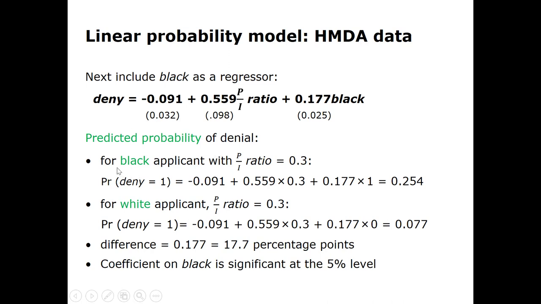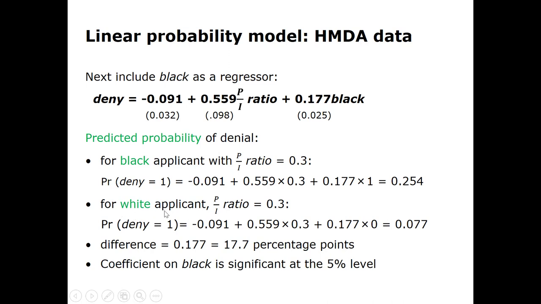So let's estimate the predicted probability for a black applicant with a PI ratio of 0.3. The probability of denial given the x values that we've looked at earlier is beta 0 plus the coefficient times 0.3 plus the coefficient for the black applicant. So 25%, wow, that's huge, 25%. If they have a low score, but if they are black, that is the probability of denial.